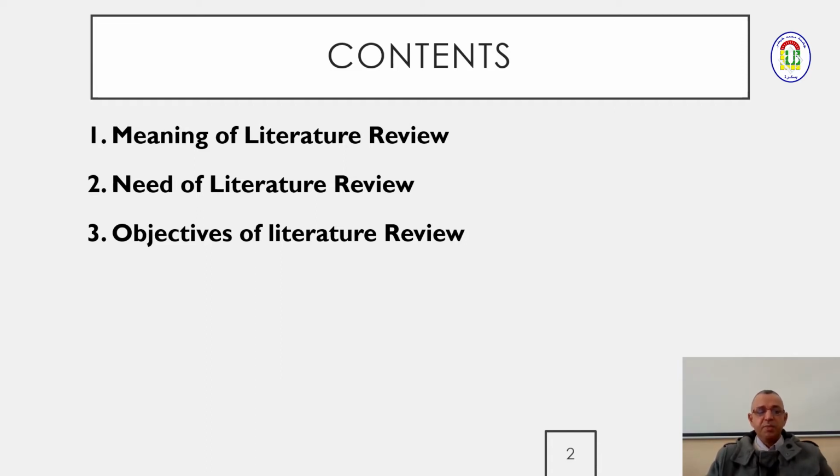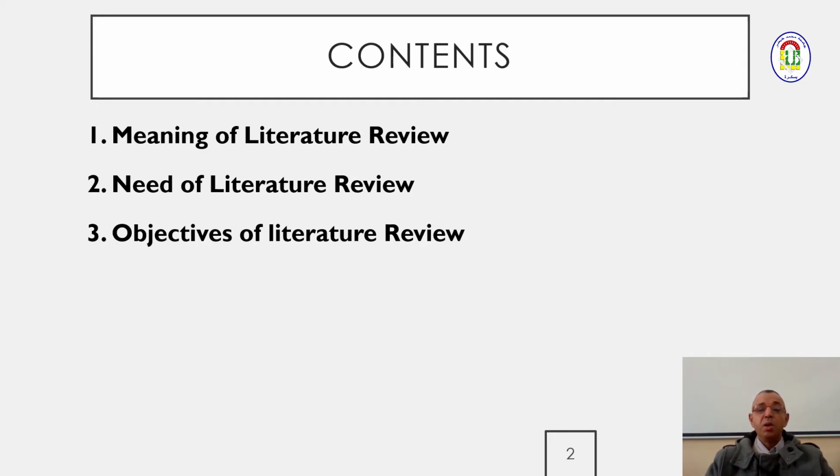Before I start talking about the contents of these 3 points, let me first give an overview on this topic, that is the literature review. Previously, we presented and discussed the research problem. Of course, we said that a research problem is very crucial in any research investigation. Why? Simply because any research study should start with a problem.